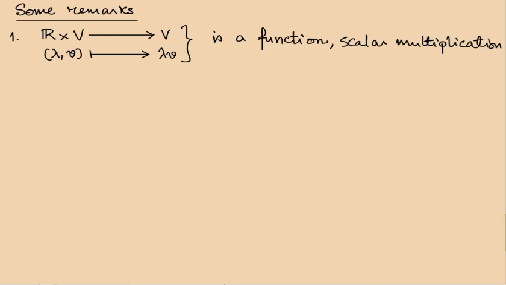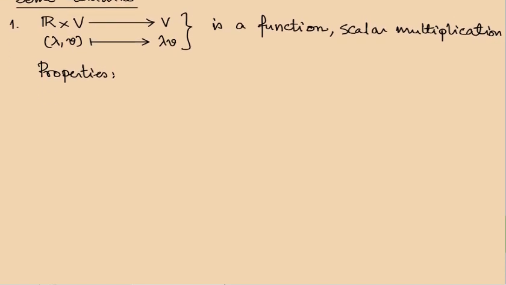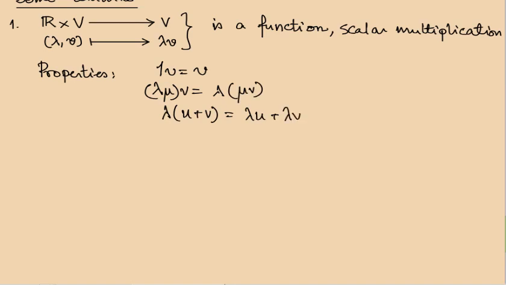And the properties of these functions are exactly the last few axioms, that is, 1 times v is v, then lambda mu times v is lambda times mu times v, lambda times u plus v is, and lambda plus mu times v is. So these are the properties.